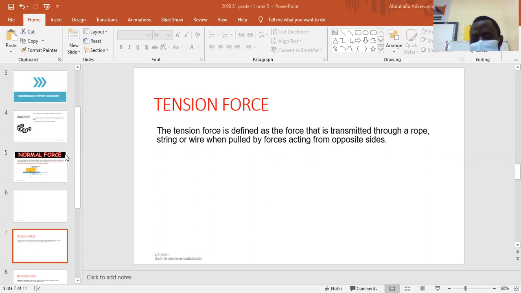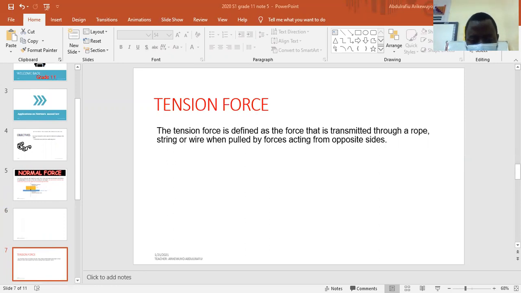Now, as you can see from that definition, tension force is acting on a rope or a string or a wire or anything like that. So when something is pulling the rope, right, you have something pulling the rope, then it shows that inside that rope there is going to be a tension force, right?